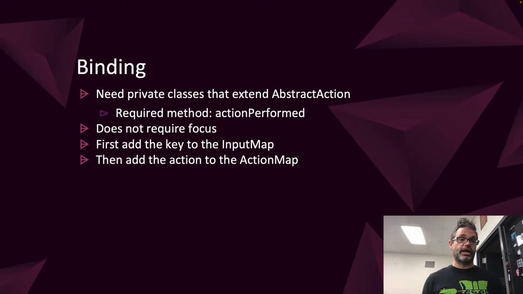So just like when we're doing, say for example, an anonymous inner listener for a button, those have the required method of actionPerformed as part of that. So that's going to have to be there for each of those anonymous classes. The big advantage of using binding is we don't have to actually focus the code, but that's not really a big deal.